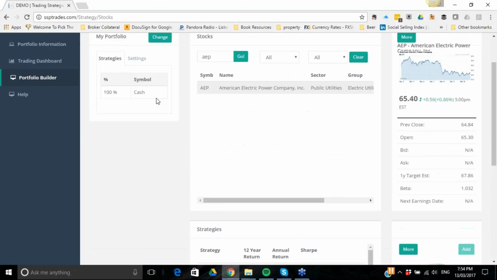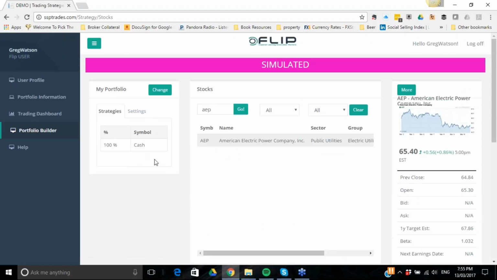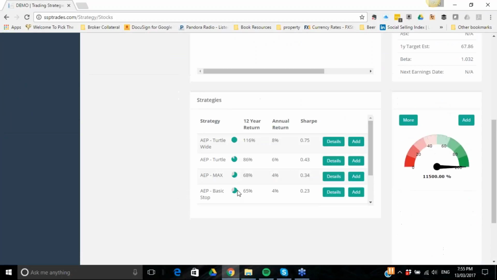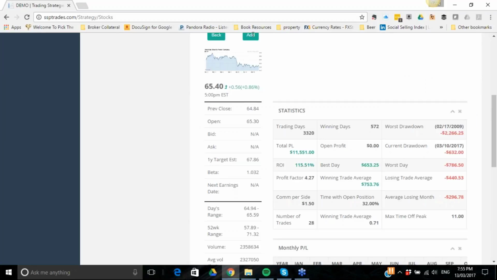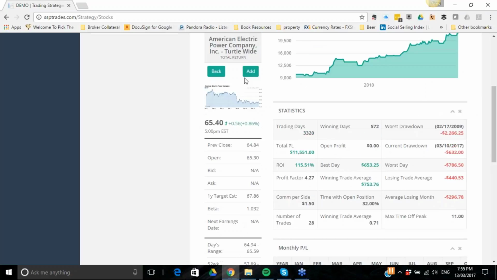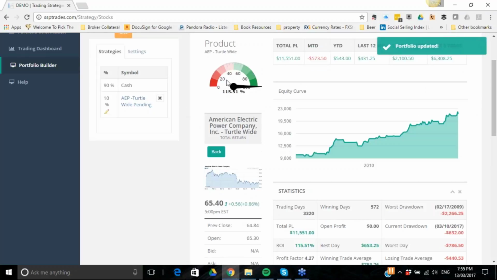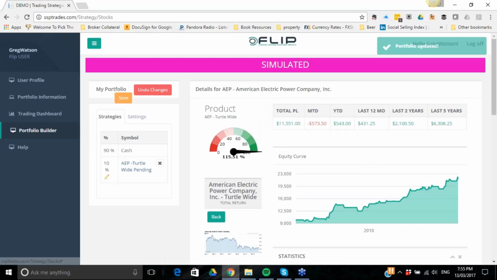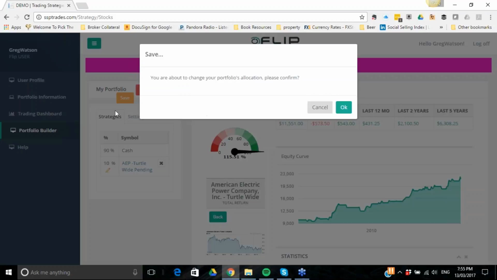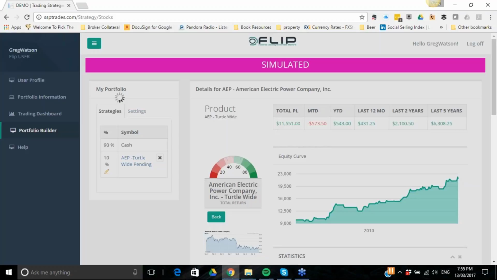We're going to change. We need to change our settings first. And we're going to add that Turtle Wide strategy. Done. Okay. So that's strategy number 1. And that now shows that it's pending. So I'm going to save those changes, and I'm going to confirm that.